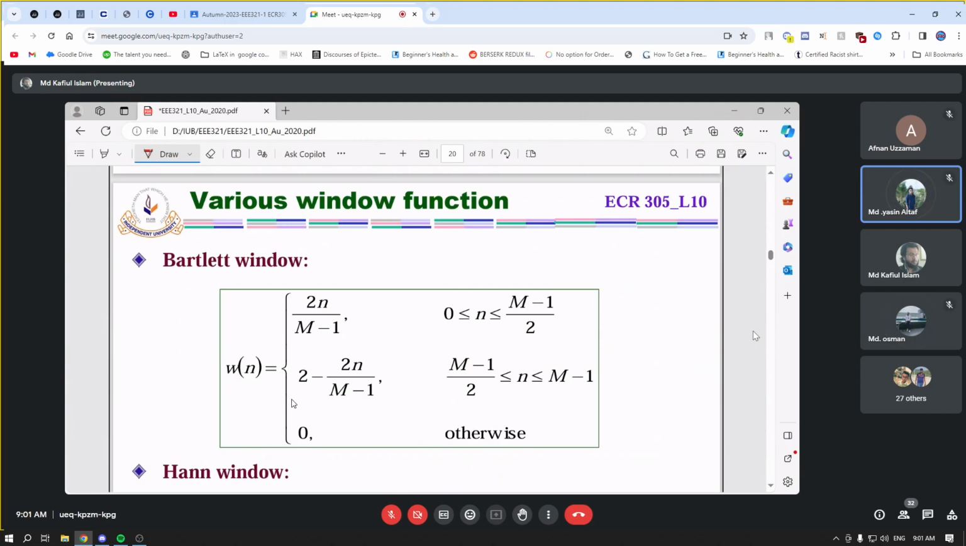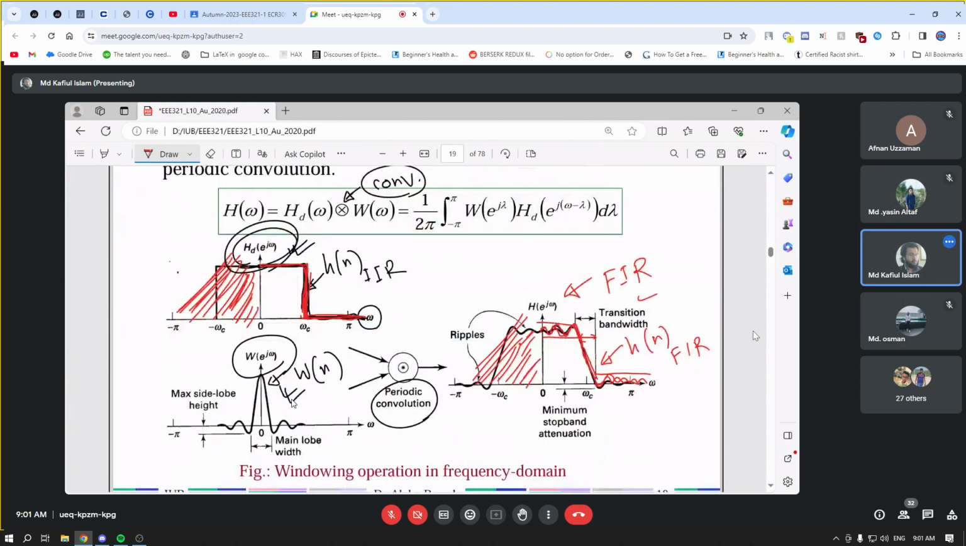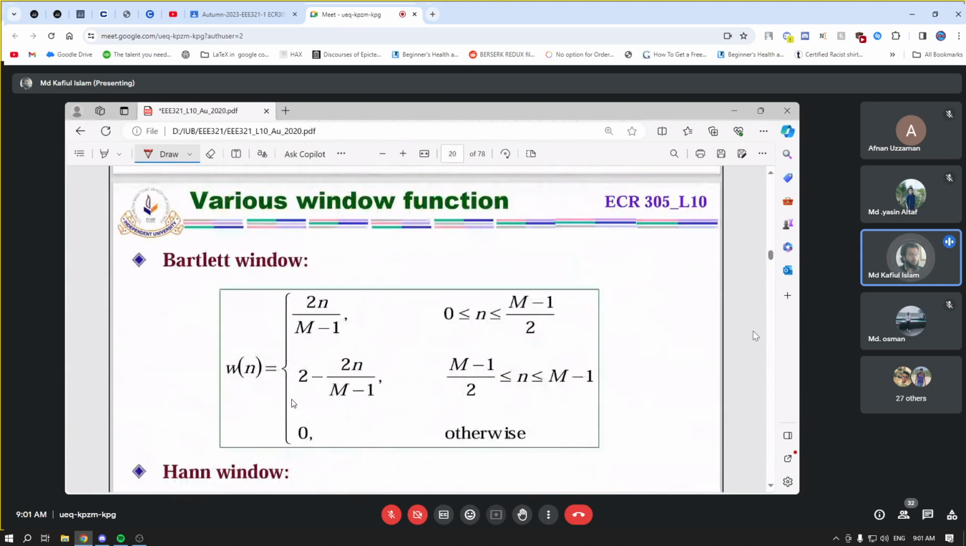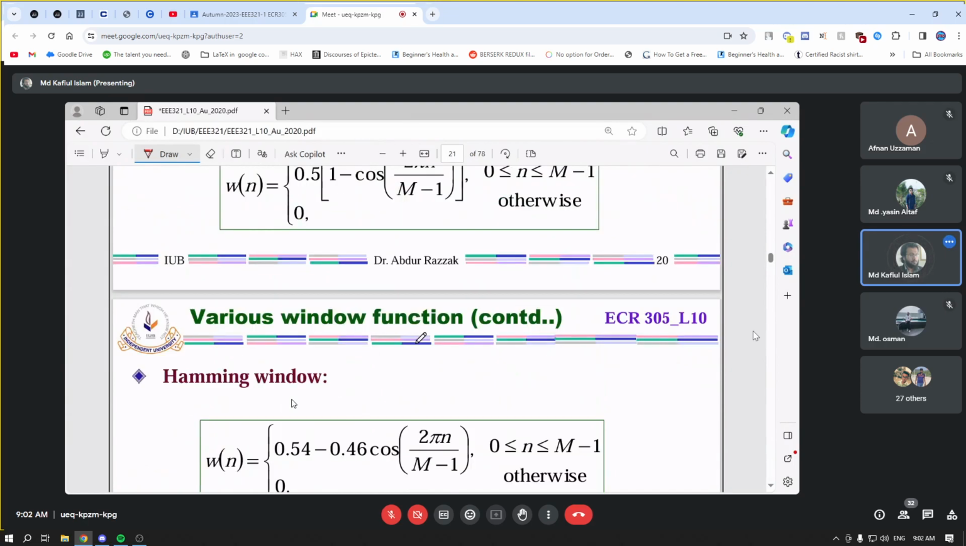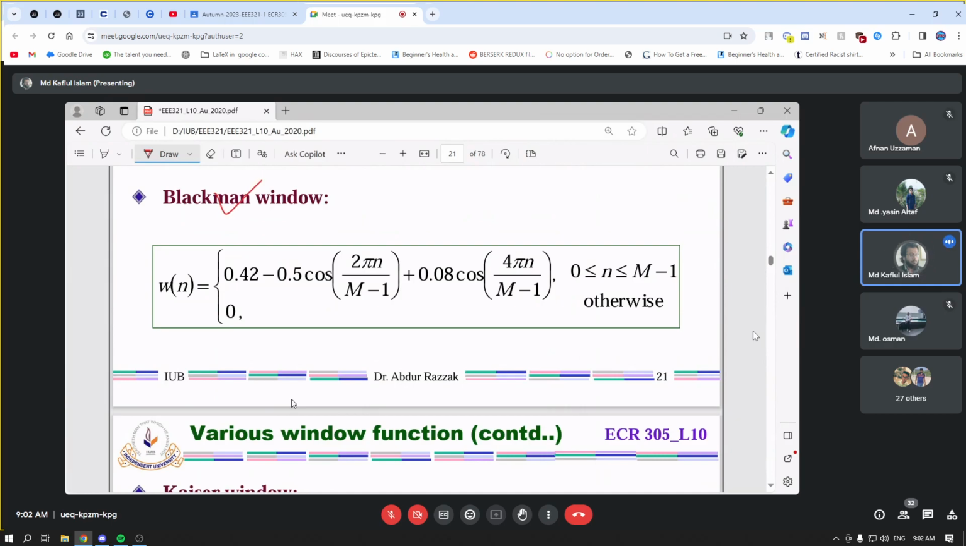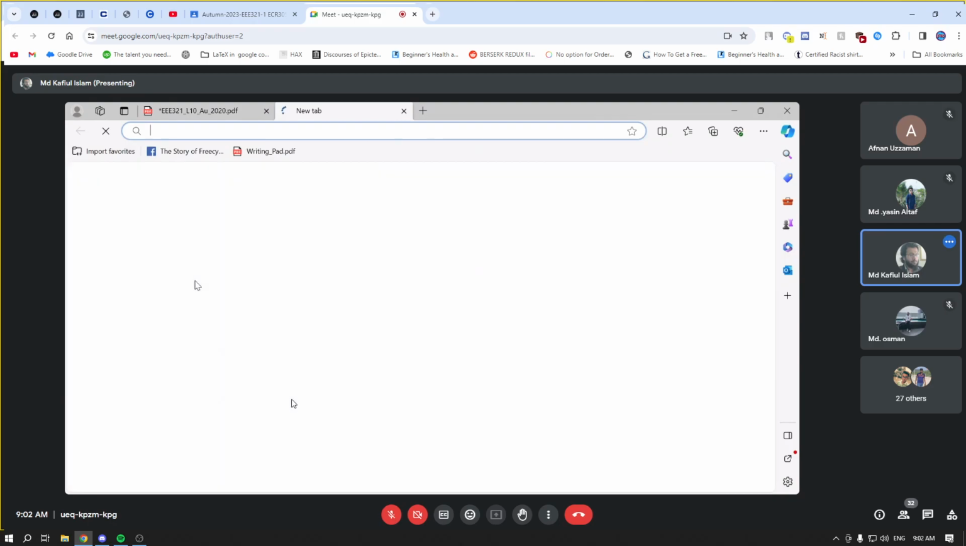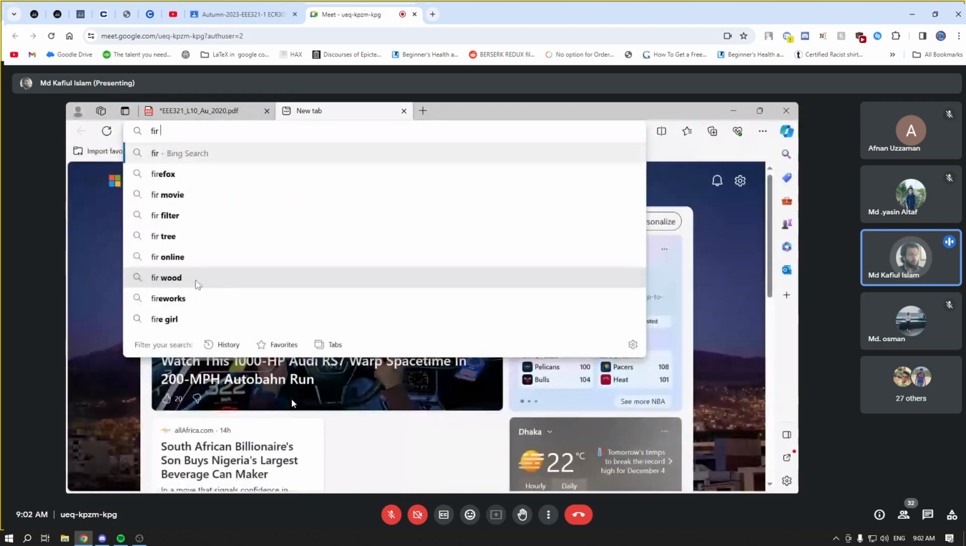Yes, sir. Okay. So now we already talked about the rectangular window shape, but there are different types of window, for example Bartlett, Hamming window, Blackman window. They have different waveform shapes. So let me just show you the shape of the filter.